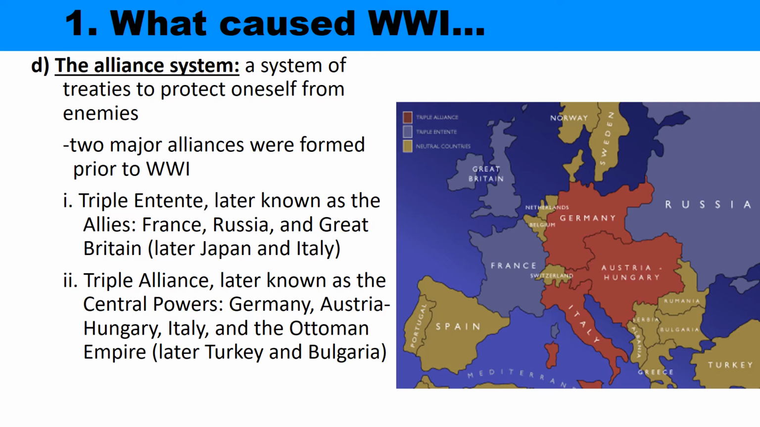The other was known as the Triple Alliance. Later, that one becomes known as the Central Powers. If you look on the map, Germany, Austria-Hungary, Italy, they're kind of in the center of Europe between Russia and France. Makes sense, doesn't it? And later, Turkey will join that, and Bulgaria will also join that. Bulgaria was kind of part of that old Ottoman Empire.